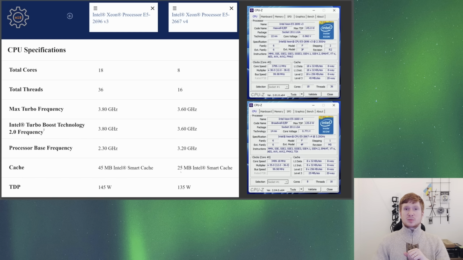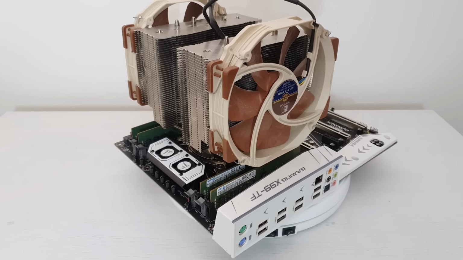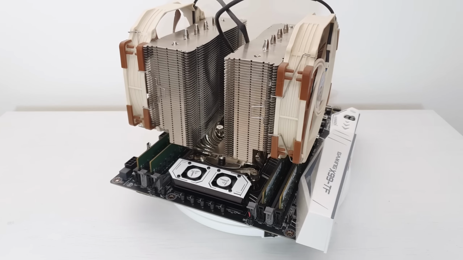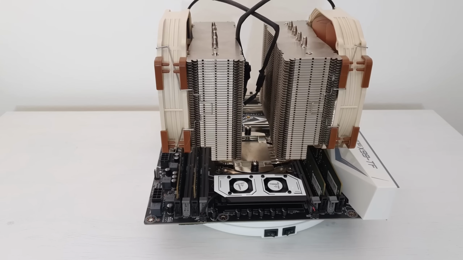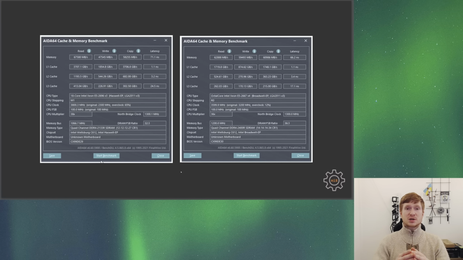So, speaking about memory performance, we have very even results comparing read, write, and copy speed using the Aida64 benchmark. What's interesting is that the latency is much better with E5-2667 V4. Here we have latency of somewhere about 66 nanoseconds, while with E5-2696 V3 we have a bit more than 71 nanoseconds. In both cases, I have used exactly the same memory modules, 4 sticks, 8 GB each, Samsung ECC registered memory modules. In case of E5-2696 V3, we have DDR4 2133 CL12, and with E5-2667 V4, we have DDR4 2400 CL14.